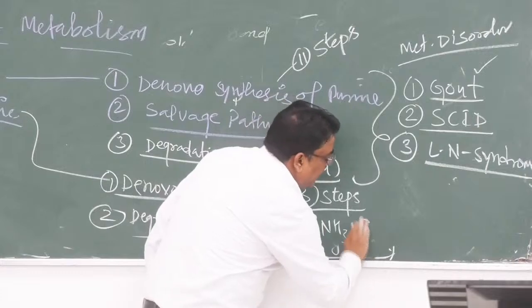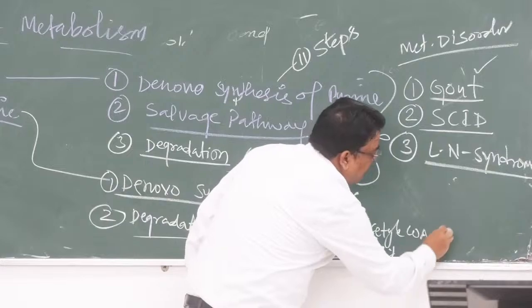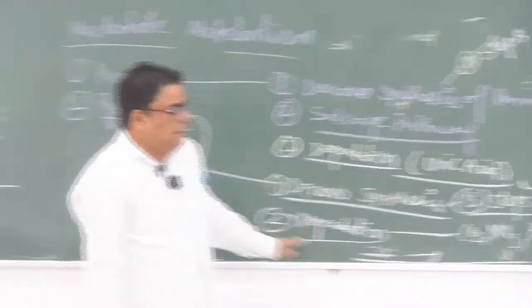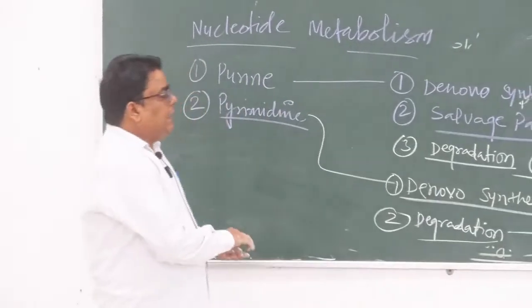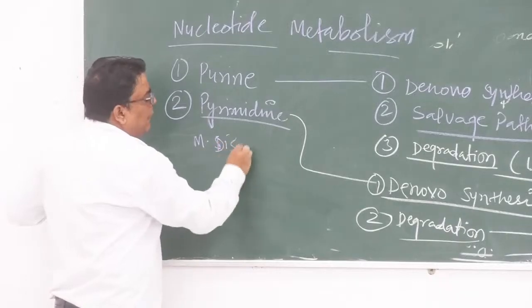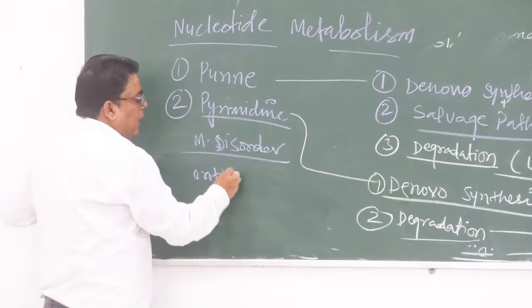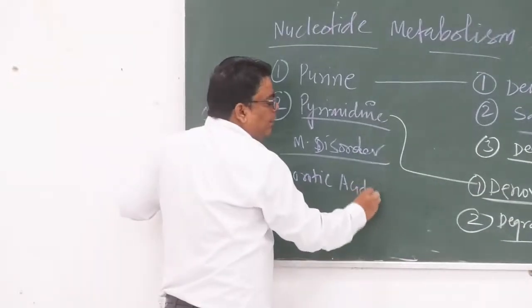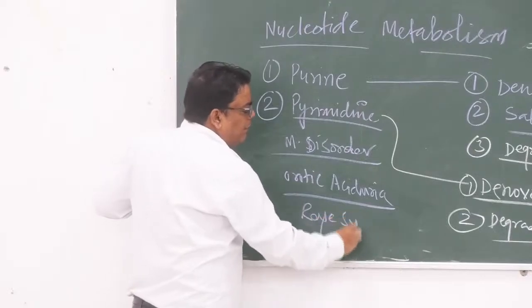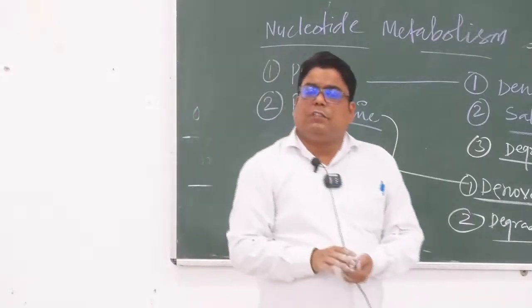Beta alanine, sorry, acetyl CoA, these can be degraded into this. And lastly, from pyrimidine metabolism, in your exam there is only one: orotic aciduria. Orotic aciduria. And Rare syndrome you will see in your book, it is already given. Okay, and here nucleotide metabolism is over.